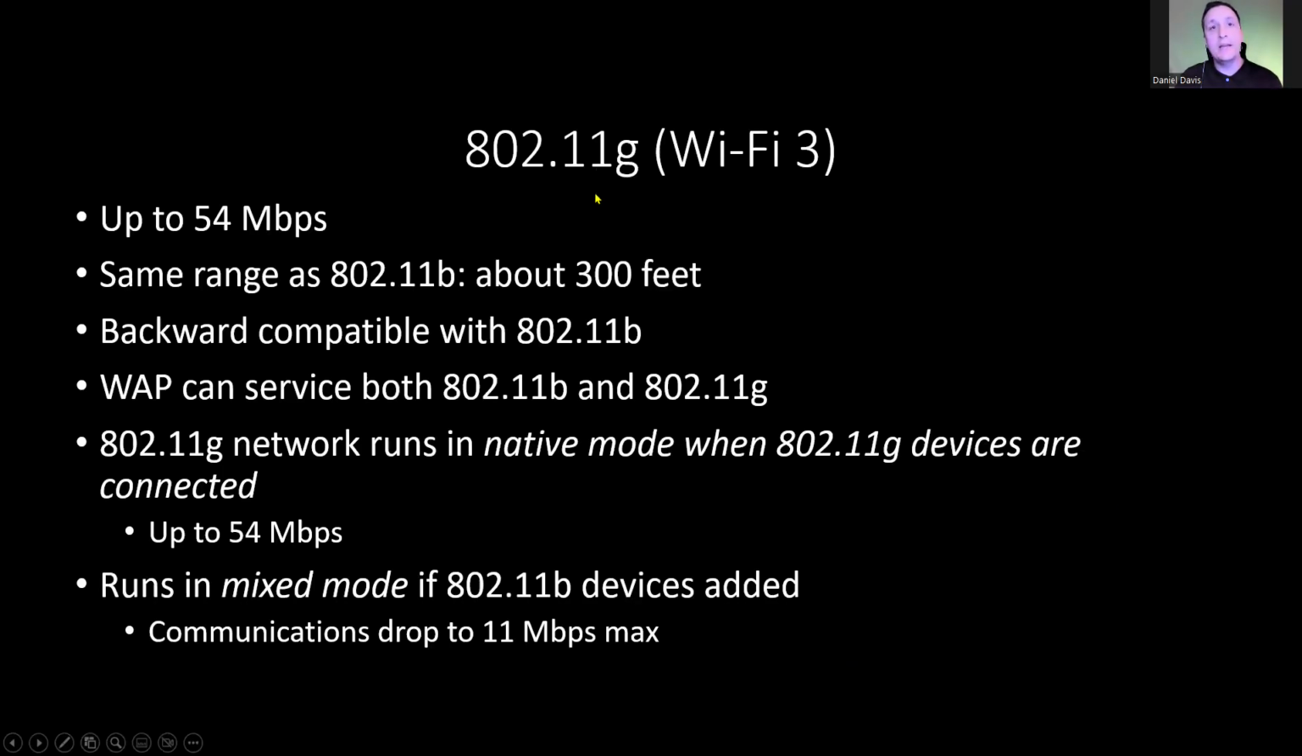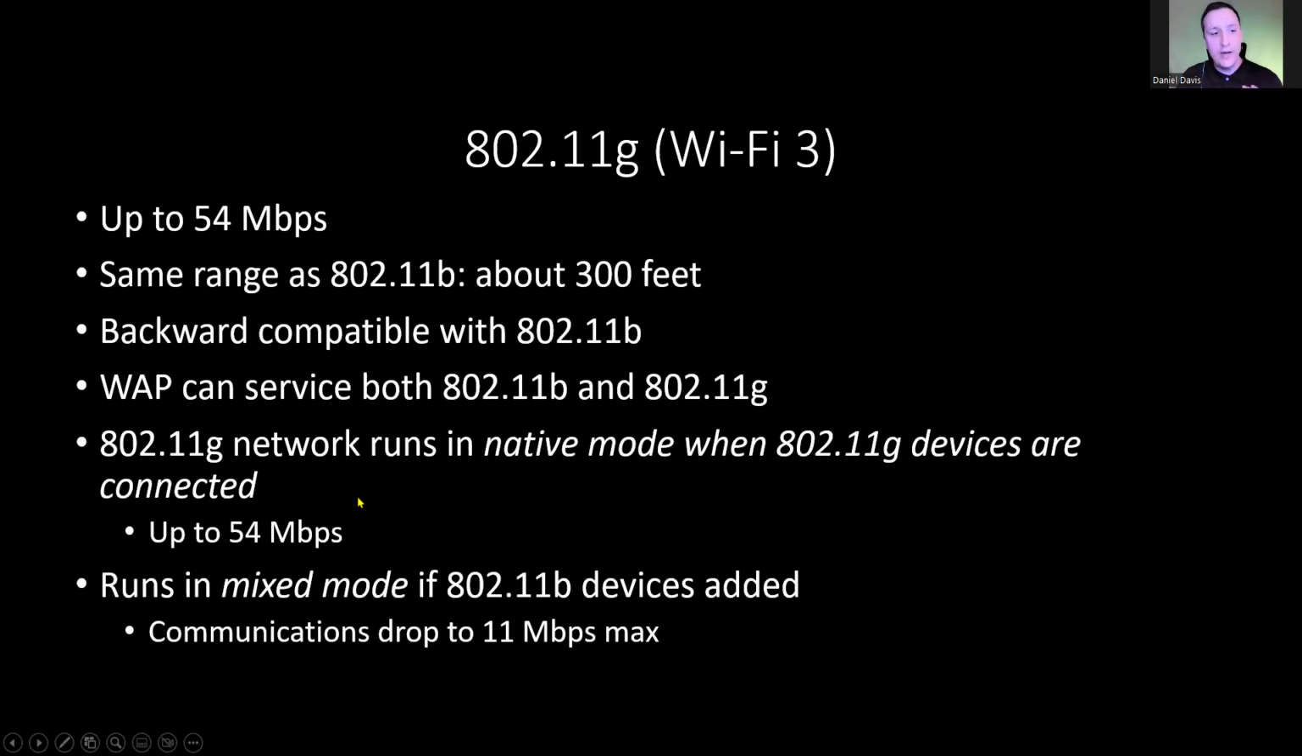Up next, we have 802.11g, also known as Wi-Fi 3, with speeds up to 54 megabits, the same range as 802.11b, about 300 feet. It was backwards compatible with 802.11b. A wireless access point can service both 802.11b and 802.11g. However, 802.11g networks run in native mode when only 802.11g devices are connected.